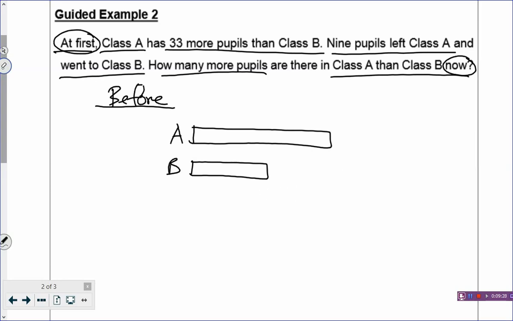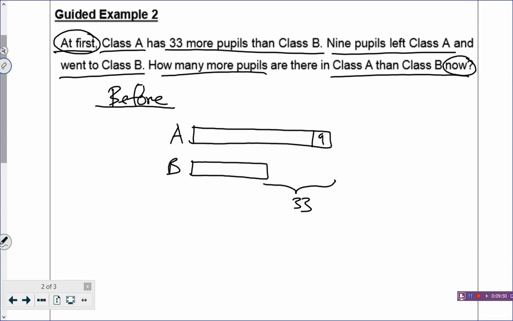Alright, then what happened? Now, you have to put down 33 more pupils. Class A has 33 more pupils. So that is your first sentence already. Then 9 pupils left Class A. So how do you show the 9 pupils that are going to leave Class A? I'm going to show over here. So I cut one part. The 9 pupils are leaving.